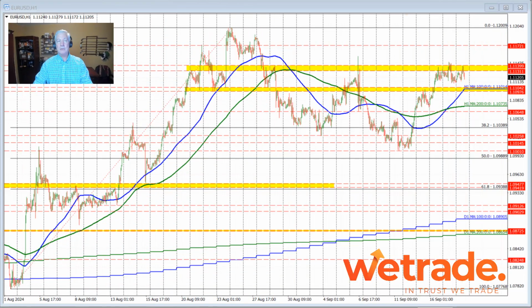So with so much uncertainty, it's important to understand what the key levels are on the top side, and what the key levels are on the downside. I'm going to take a look at the euro versus US dollar here on the hourly chart, and try to outline what would be more bullish and what would be more bearish.